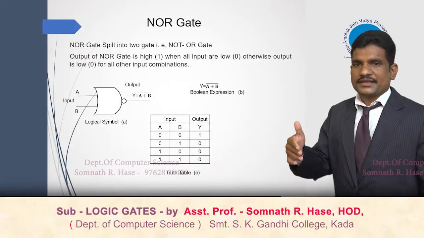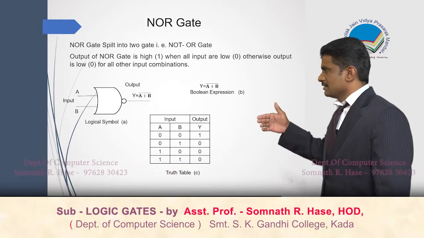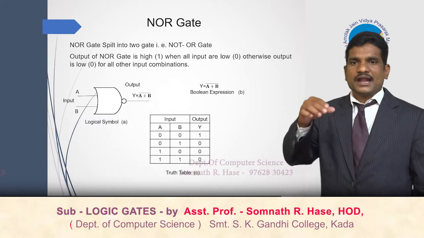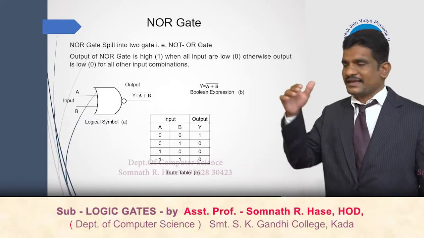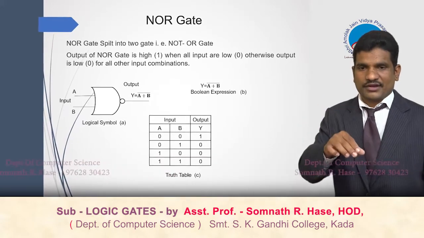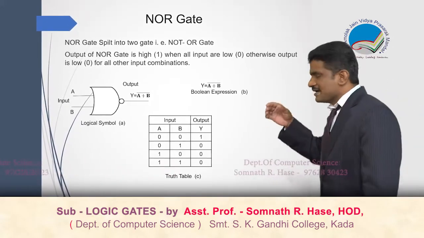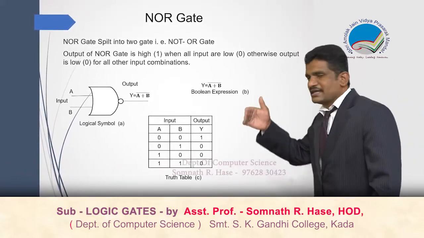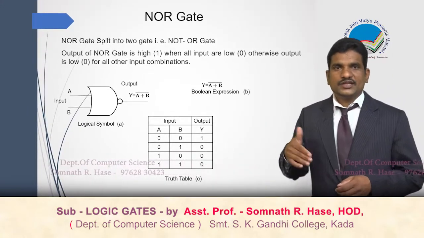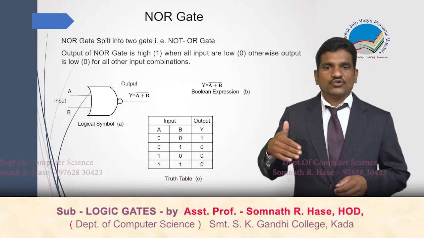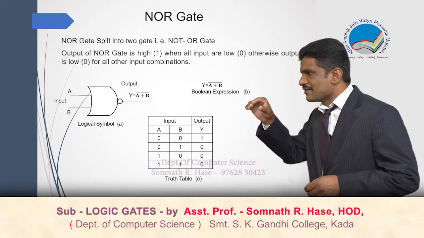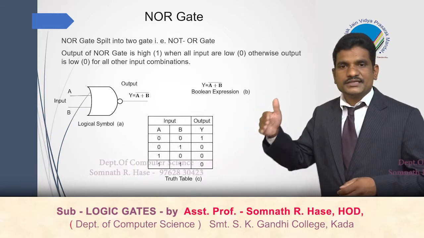The next one is the NOR gate. The NOR gate is a combination of NOT gate and OR gate. Like the NAND gate, which is a combination of NOT gate and AND gate, the NOR gate is a combination of NOT gate as well as OR gate. The NOR gate states that when both the inputs are 0, the output is 1. In all other cases, the output is 0. That is, when both the inputs A and B are 0, then the output is 1.